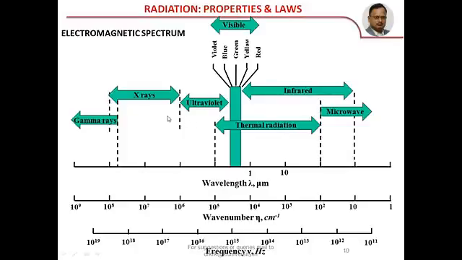Luckily, the ozone layer in the atmosphere arrests the entry of ultraviolet rays onto the earth, because the ozone layer is opaque to ultraviolet rays.